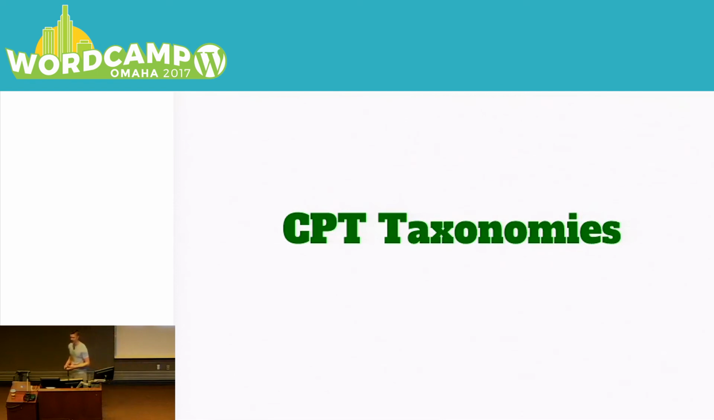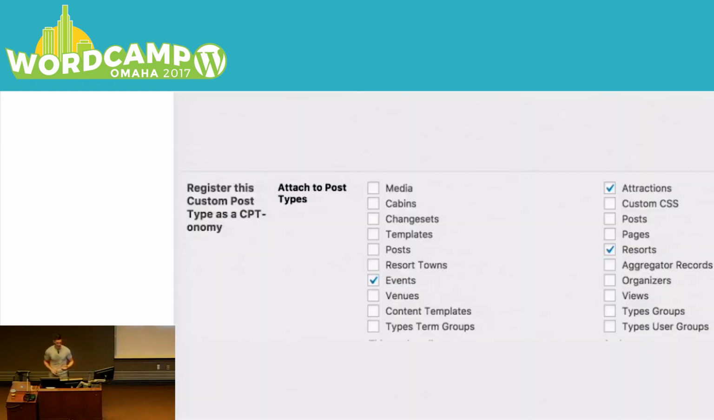within a taxonomy. So this plugin called CPT-onomies, I thought was kind of a clever invention by this developer, where essentially you can take a custom post type that you've created and you can apply that as a taxonomy to other custom post types. So now you don't have that double entry.